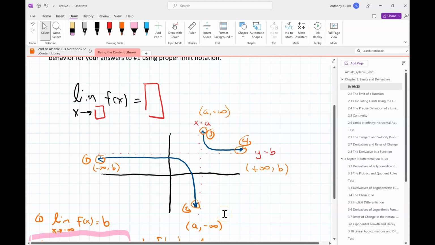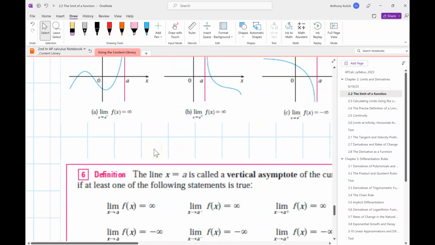Yep, the left-hand limit is negative infinity. The right-hand limit is positive infinity. Those are not the same. Does not exist.